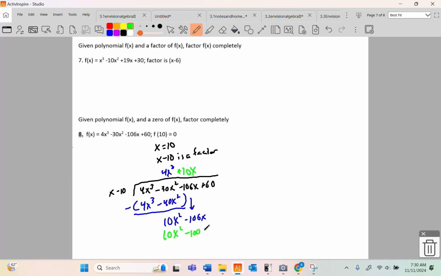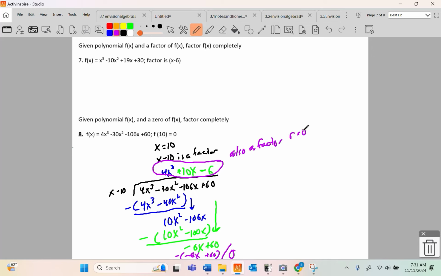Minus 100x, and I'll wrap before I subtract, and I'll get negative 6x, and I'll bring down my 60. I'll change colors because green doesn't show up too well, and I need to use a negative 6. I'll get a negative 6x plus 60, and because I'm subtracting, I'll get nothing. So I know x minus 10 is a factor. It turns out that this is also a factor because the remainder was 0, but it factors some more.